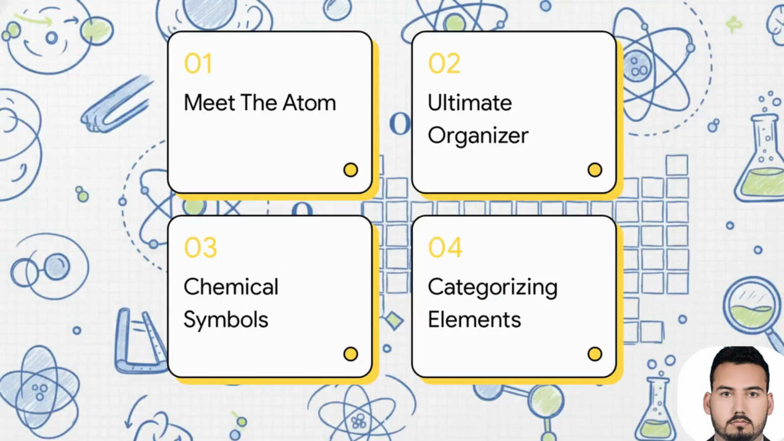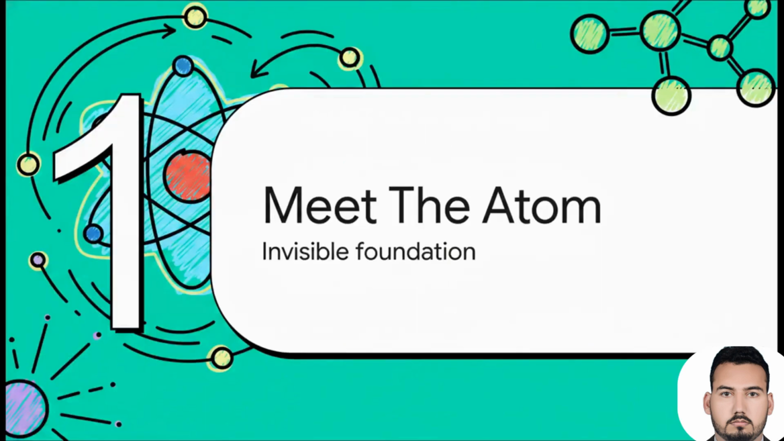So here's our roadmap for today. First, we'll meet the atom, then check out the ultimate organizer, decode some chemical symbols, and finally look at metals versus nonmetals. Kicking things off with Section 1, Meet the Atom, the invisible foundation of matter.